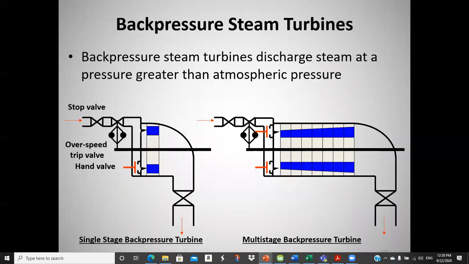Okay. So back to the more detailed definitions here. Backpressure steam turbines. The real characteristic is that the exhaust pressure is much greater than atmosphere, and it's high enough to be useful.